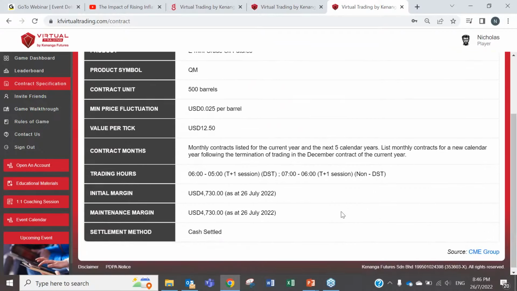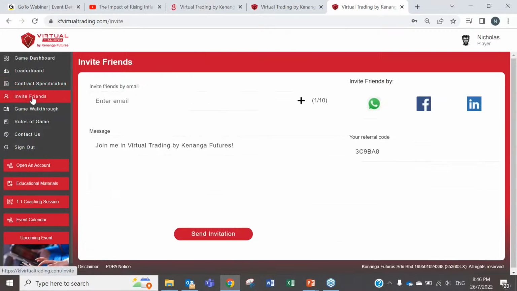So the margin, maintenance margin, and is cash settled. And if you want to know more about the contract specs or the full contract specs, you can always click to the CME Group website here. And on your left, next one is invite friends.